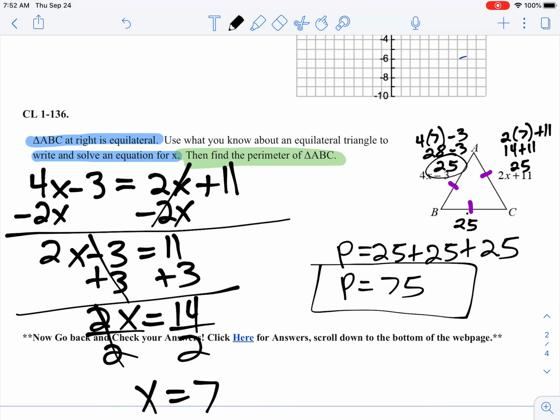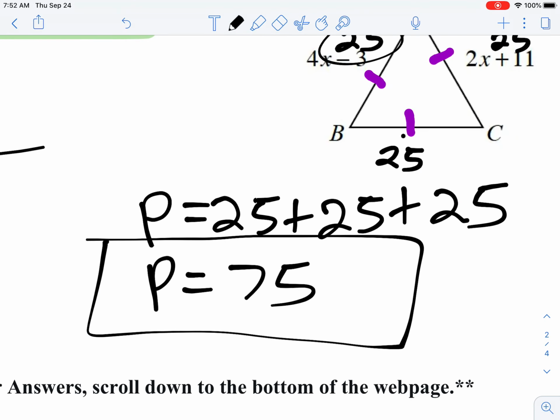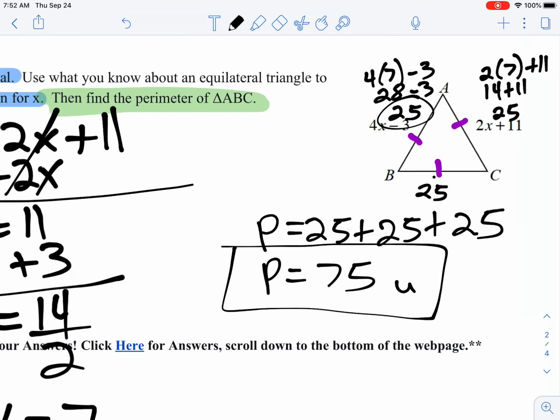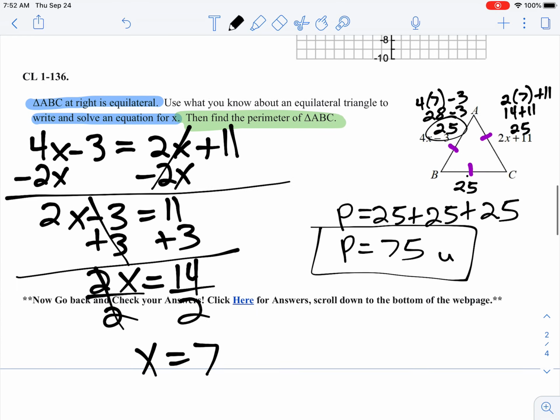Does it tell us a unit? If there is a unit, you should say it. Right now there's not, so I'm just going to say 75 units. And that would be your answer.